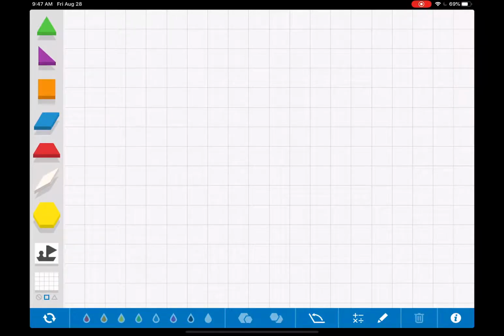Today we're going to learn how we can make a pattern using some of our shape tiles. A pattern is something that repeats over and over again. Once you figure out the first part of a pattern, it's easy to recreate the pattern. So let's start with a simple pattern.